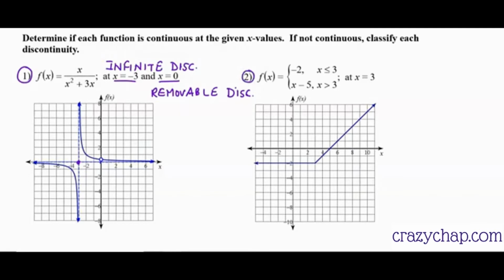In question number 2, the function's representation is different. f(x) is minus 2 when x is less than or equal to 3, and it is given as x minus 5 when x is greater than 3. We have to check whether the function is continuous at 3 or no. So where is x equal to 3? I can see it is here, right?